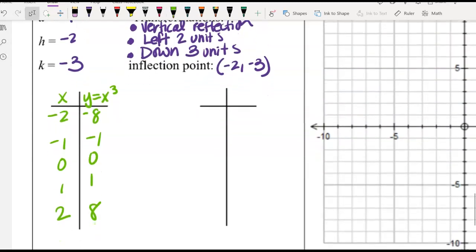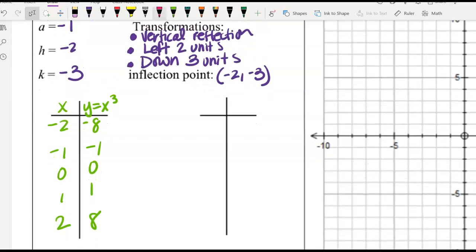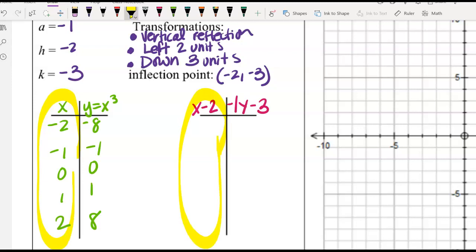The changes, well, I'm trying to move it down. The changes, let's say negative 1 will get multiplied by y. h equals negative 2, so all the x will now be less than the parent. k is going to be negative 3, so subtract 3 from the outputs. So just like earlier, take those 5 inputs, take away 2.